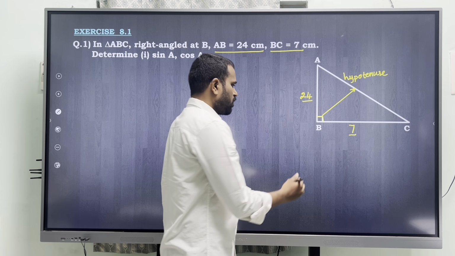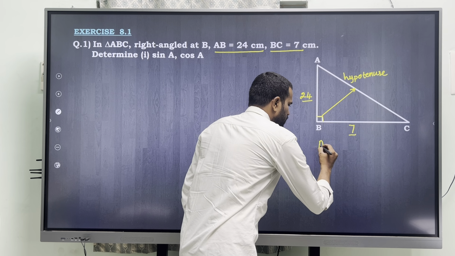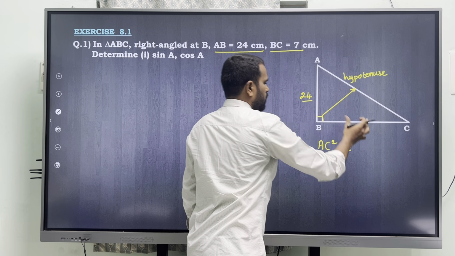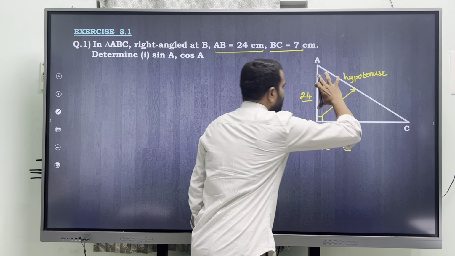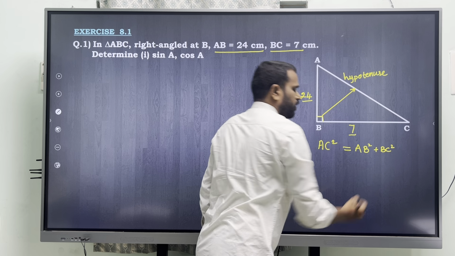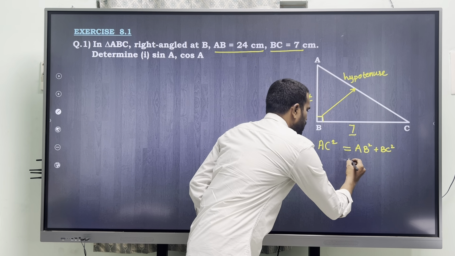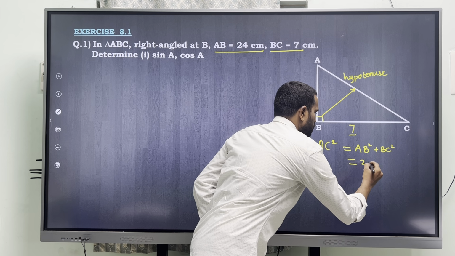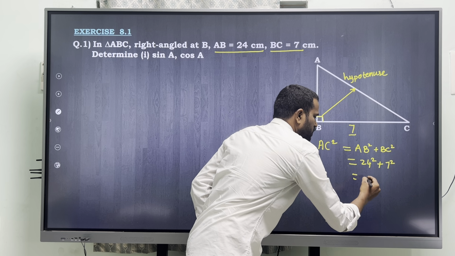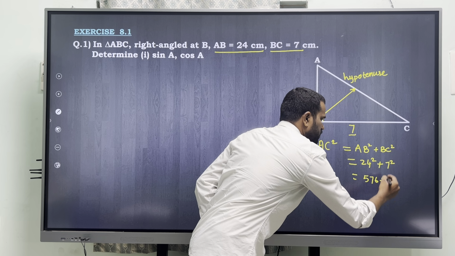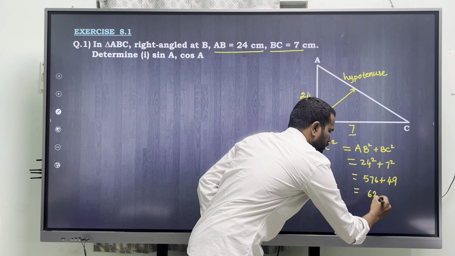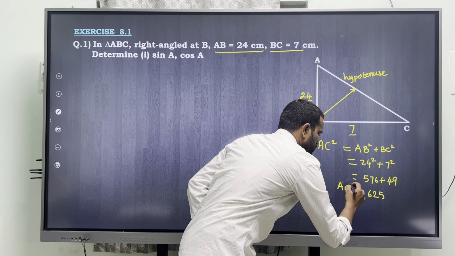So, from the Pythagoras theorem, what does it state? The length of the hypotenuse square is equal to the sum of the squares of the other two sides: AB square plus BC square. AB is 24, so 24 square plus 7 square. 24 24s are 576 plus 7 7s are 49. Both of them added together become 625. So AC square is this much.